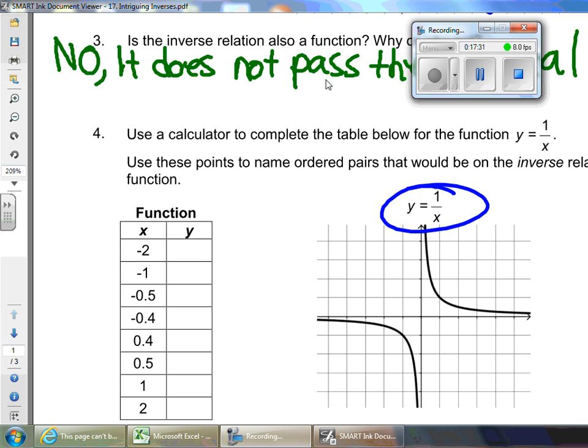So what I did was menu, table, and then edit table settings. And under table step, we press 0.1. Okay, so I'm going to press enter. And you guys see now we have more x values to choose from. So let's find the one that we needed, -0.5. -0.5 is right there. So if x is -0.5, the y value is -2.